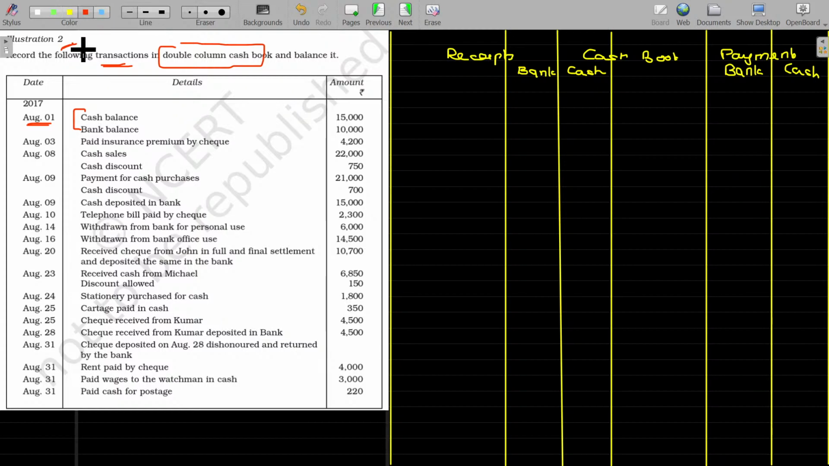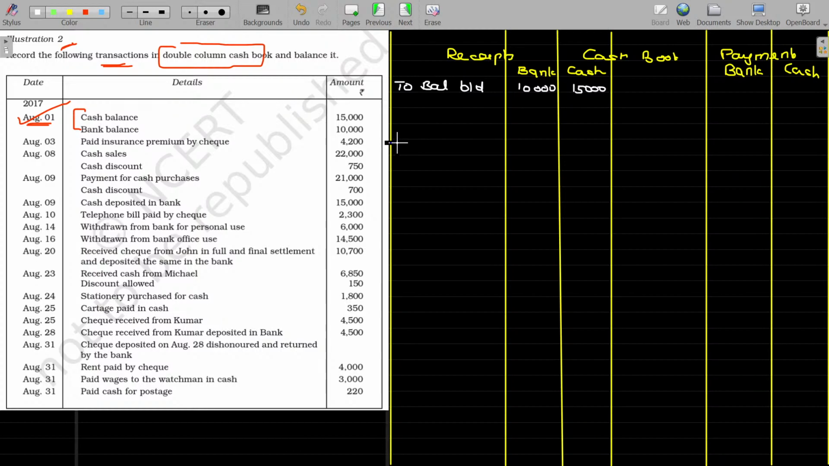Now let me start posting here. The opening balances should now be recorded on the debit side, or receipt side, as balance brought down. In bank, the value being 10,000. In cash, the value being 15,000. Correct me immediately if I am posting wrongly, right?